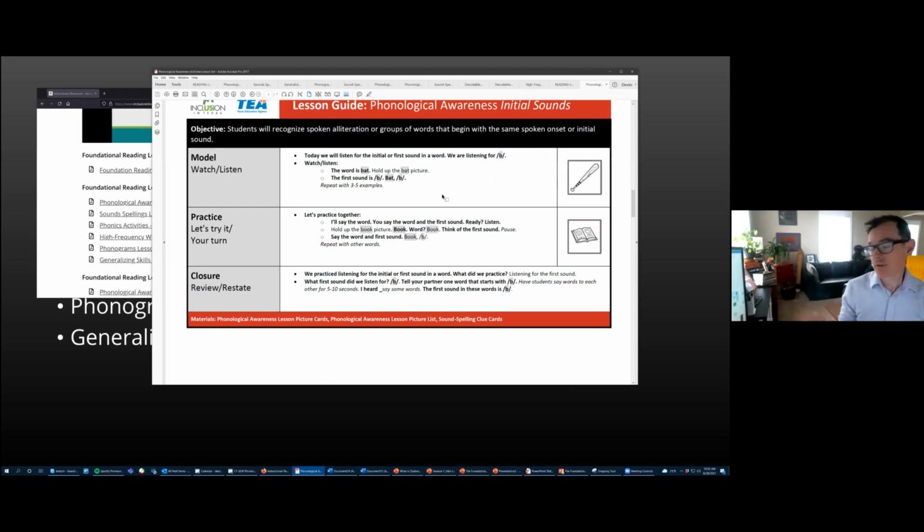There are pictures for all these. I'll show you those in a minute. The word is bat. Hold up the bat picture. The first sound is B, bat, B. And then I do that as a model myself, okay?